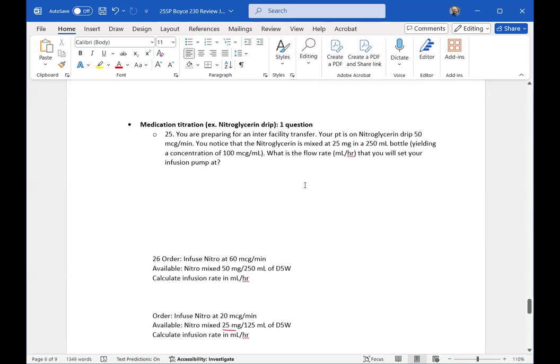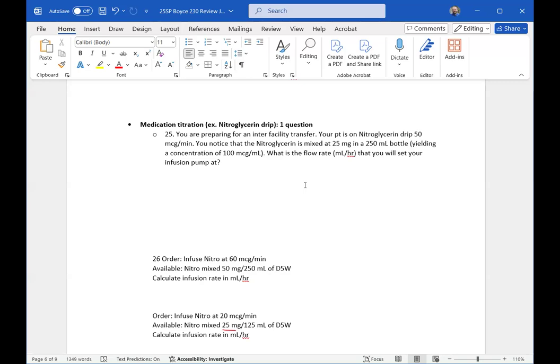So in this particular question, this is another type of conversion where they're going from micrograms per minute and they want you to do all these conversions to get to mL per hour. So again, this is considered a more difficult or challenging question because there's more of a multi-step approach. And so let's go through it.